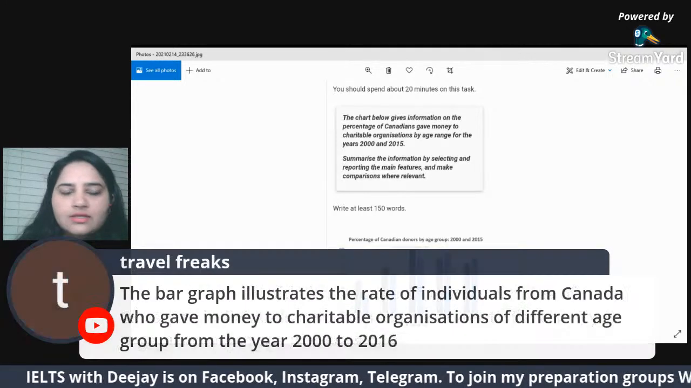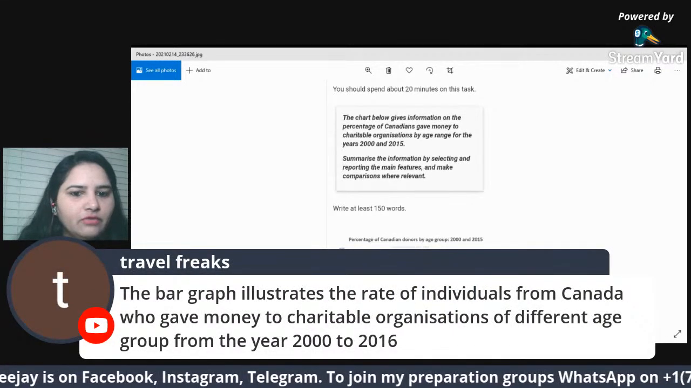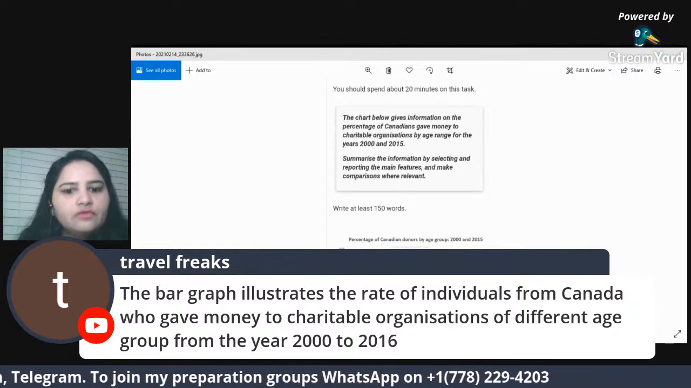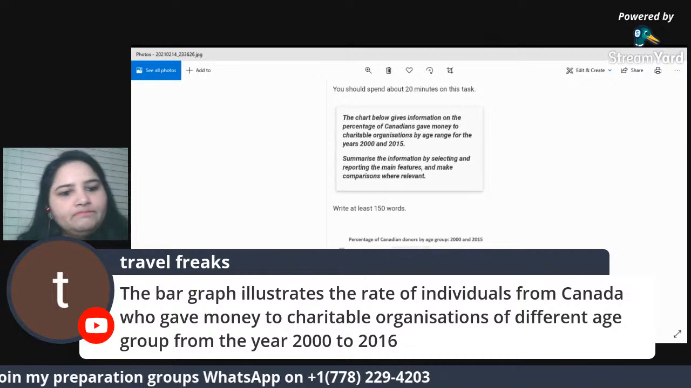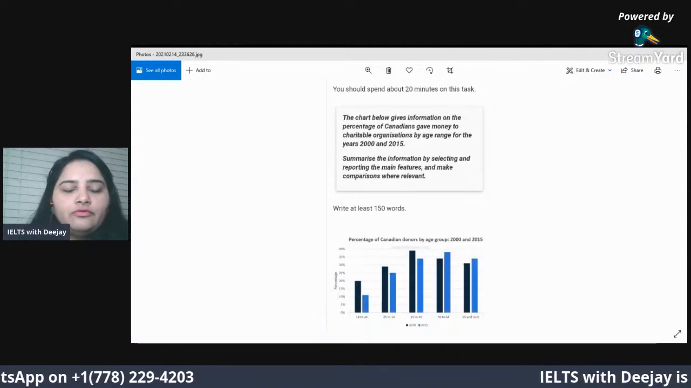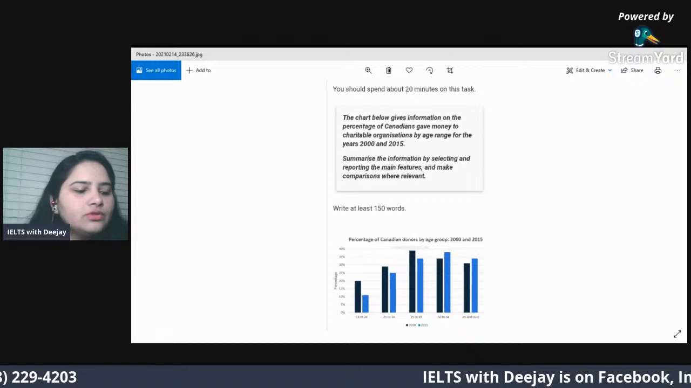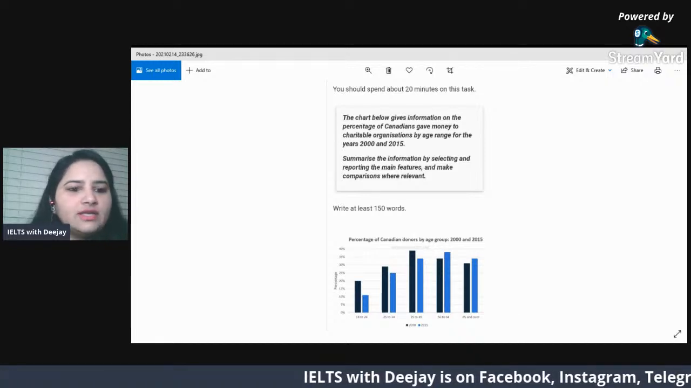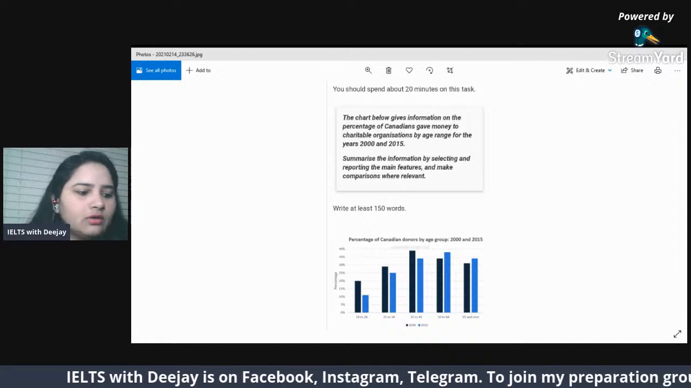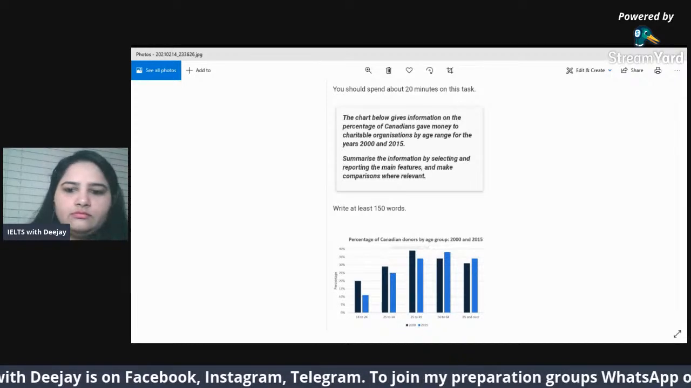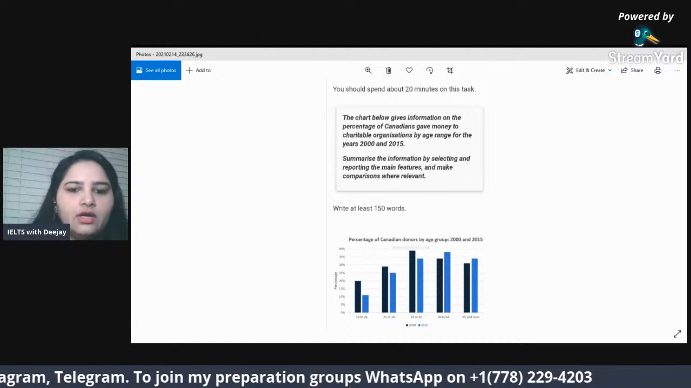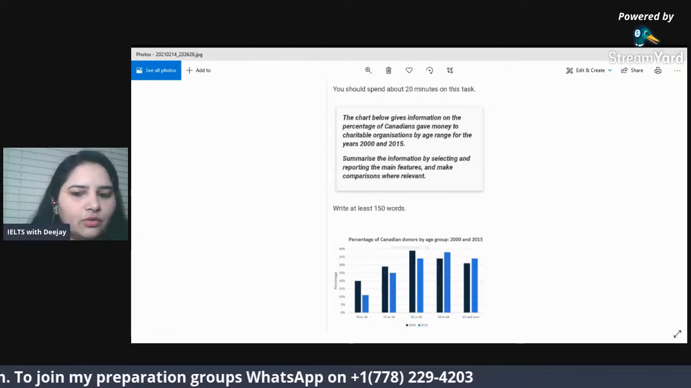Okay. Next is the bar graph illustrates the rate of individuals from Canada who gave money to charitable organizations of different age groups from the year. Very good. This is nice. Just work on your grammar. Do not make mistakes, the grammar and spelling mistakes. They will cost you a lot. Otherwise, you have written well, you have included everything. Just do not repeat the mistakes that you are doing.